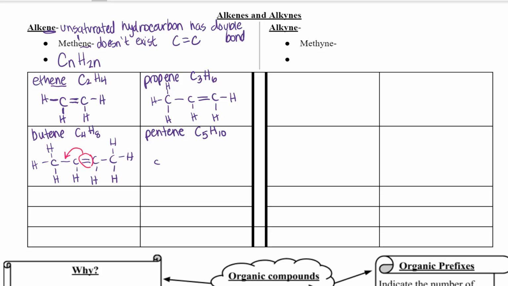Pentene, I'm going to draw 5 carbons all together. We'll put the double bond at the beginning this time. Again, it doesn't matter. And then we're just going to make sure that every carbon has 4 bonds all together. Carbon always forms 4 bonds. We'll put H's on each side.